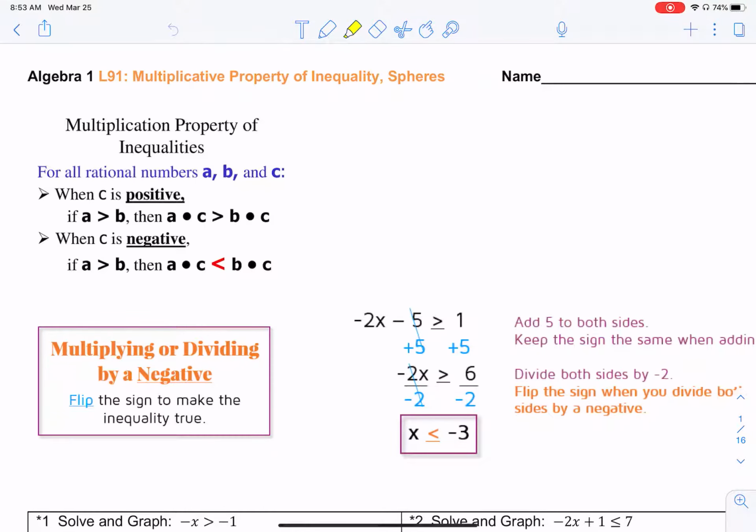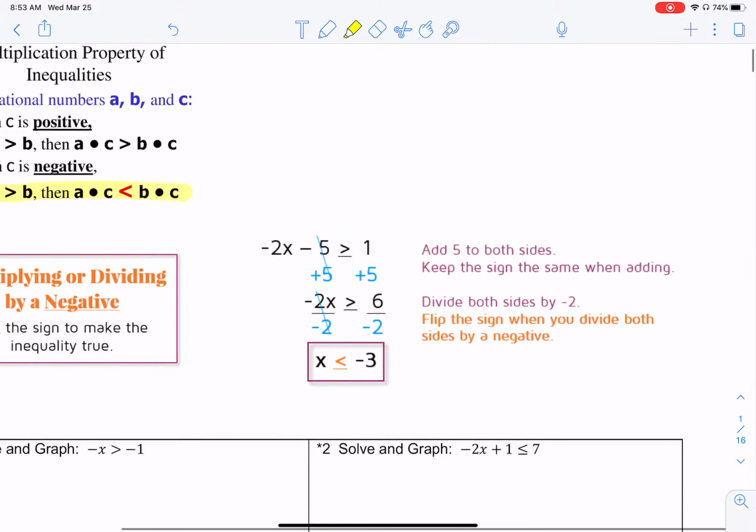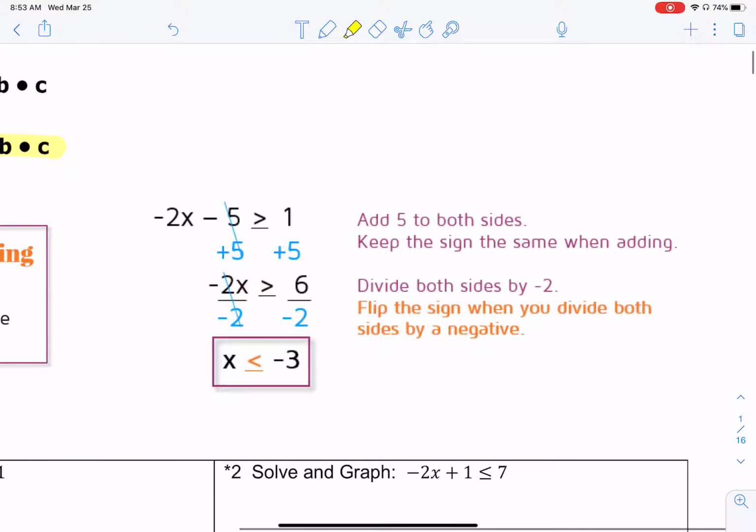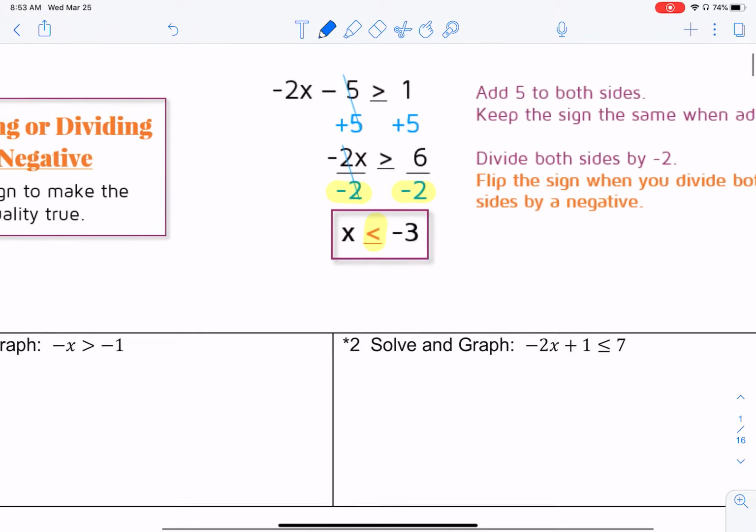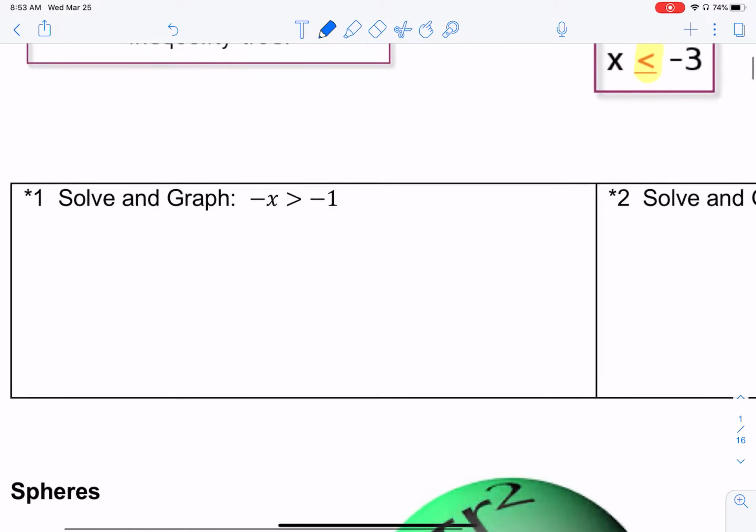of the inequality. So you can see in this example up here, where it had originally been a greater than symbol, it gets flipped to a less than symbol because of multiplying or dividing by a negative. And again, another example here that we can focus in on. As soon as we divided by a negative, that flips the sign of the inequality. Okay, so we're going to just try some practice problems to make sure you're understanding that concept.